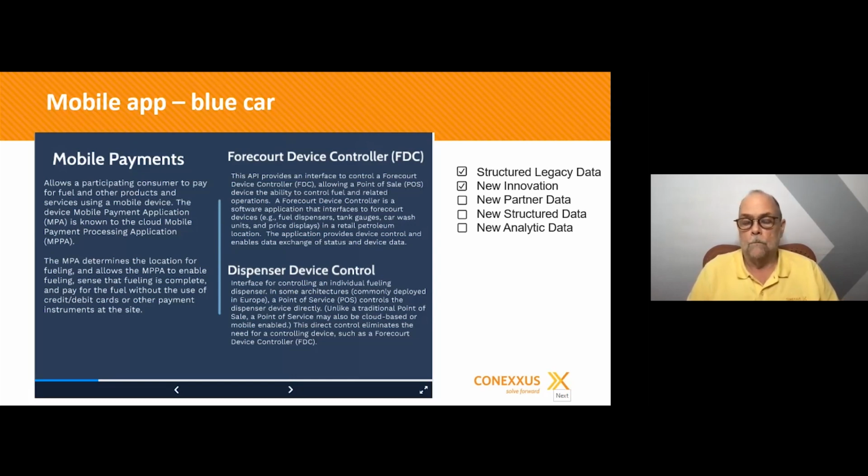So you'll notice the boxes to the right, I checked structured legacy data. Yep, we got that. We're moving XML to JSON, but it's also going to support new innovation, especially in this dispenser device control. For instance, you can have a POS system, which is on a different slide, running on a gas pump. And that system may talk directly to its own dispenser. It may not go through an FDC. It may go directly to that dispenser, which is much faster and also doesn't rely on the power being up in the store to do it.